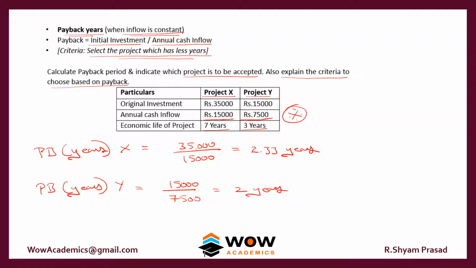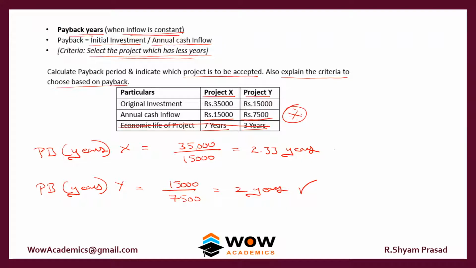So which one do you have to select? You don't need to look at the economic life of the asset. That is not at all required. You just have to look at which project has the lowest payback period. Project Y has the lowest payback period, so select project Y. That's about it.